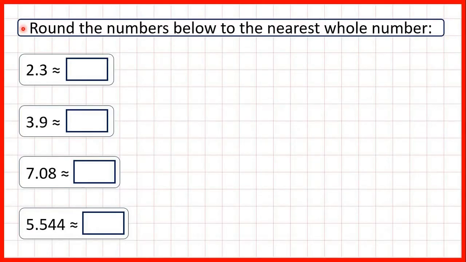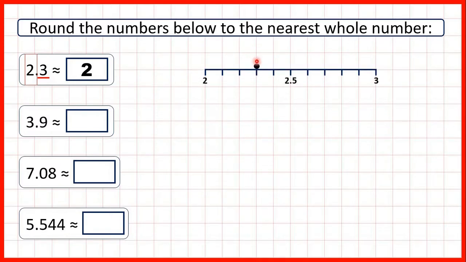We need to round the numbers below to the nearest whole number. So first we have 2.3. To round to the nearest whole number, we need to find our ones digit, which is always the digit before the decimal point. Then, to see whether we're rounding up or down, we underline the next digit, so the tenths digit. We can see that 3 is less than 5, which means that we're rounding down. That means the 2 stays the same, so our answer is 2. 2.3 to the nearest whole number is 2.